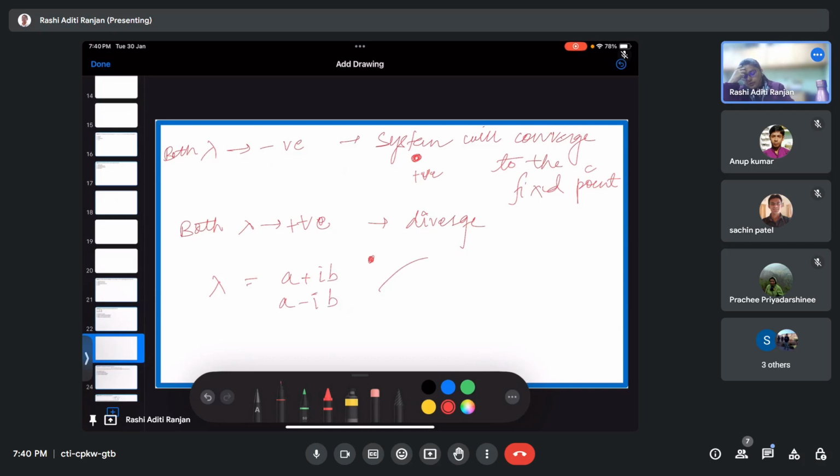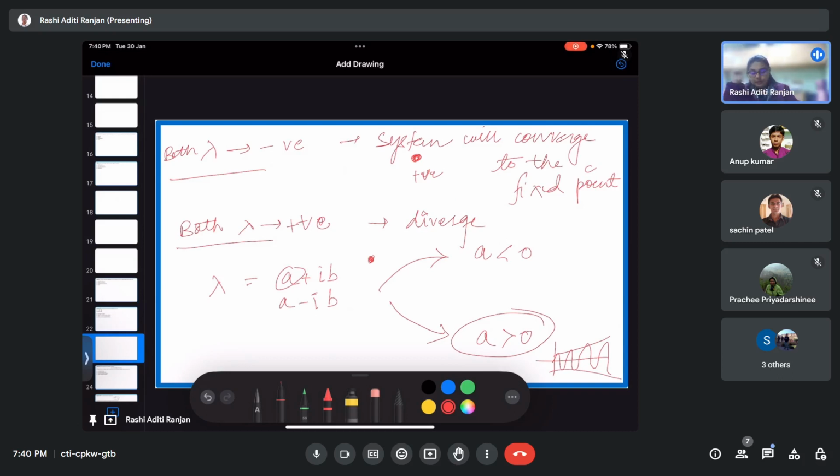Now, here are going to be two cases. One when A is less than 0 and another when A is greater than 0. Now, one thing is clear from these definitions: if the real part is positive, the system is going to diverge, but it is having a complex value as well. And the complex value means it is going to oscillate. So how is the system going to behave? System will behave like this.